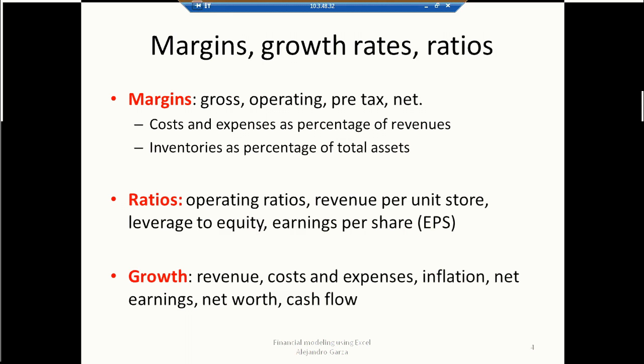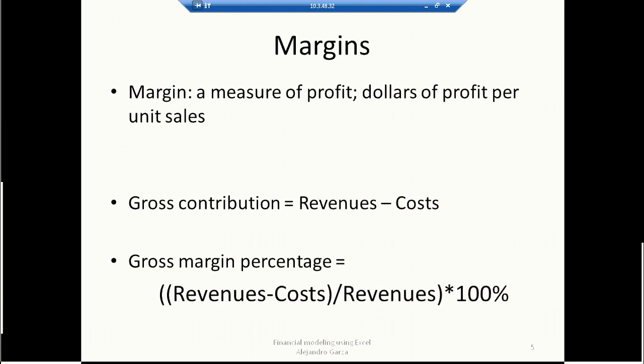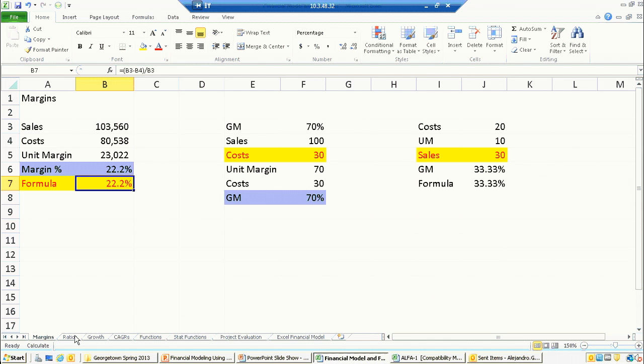Growth, so you want to calculate how fast a financial figure is growing: equity, assets, revenues, net income. You want to see the time series, the progression over time, how it grows. So margins, that's the basic formula for a gross margin as an example. What I'm going to do now is move to the financial model and functions Excel file, where we have some very quick examples.